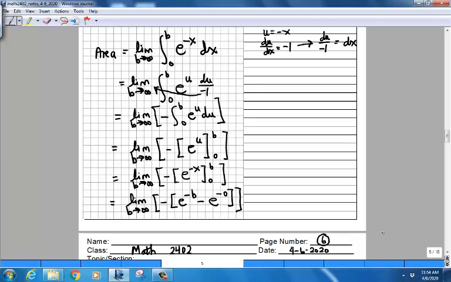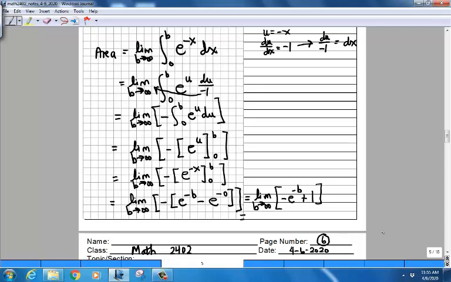Okay, so let's simplify that now a little bit before we try to evaluate the limit. When you multiply through this minus sign, I get minus e to the minus b plus, right? Minus and minus is plus. And then e to the minus 0, well, minus 0 is still 0, and e to the 0 is 1. So it looks like I get 1 here, correct?